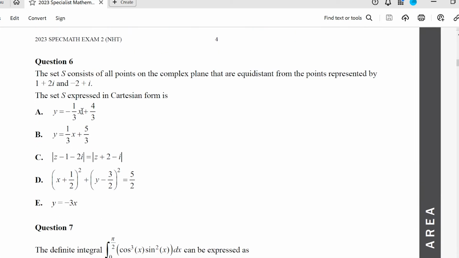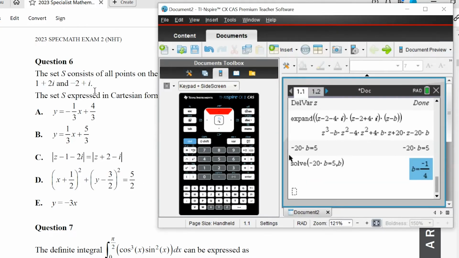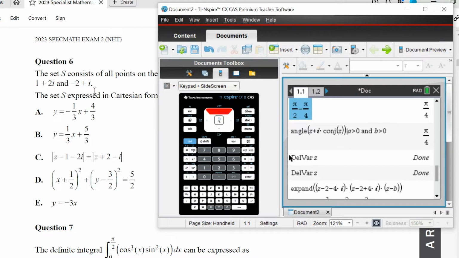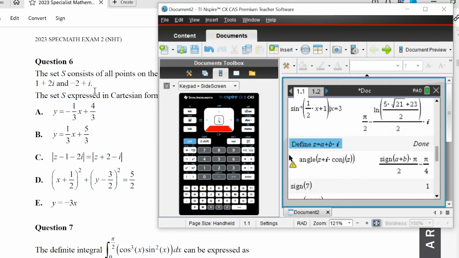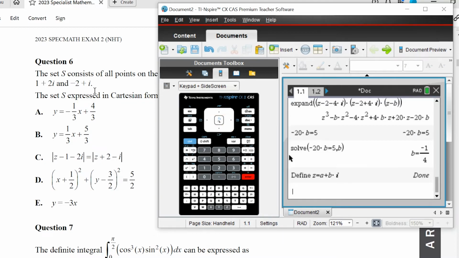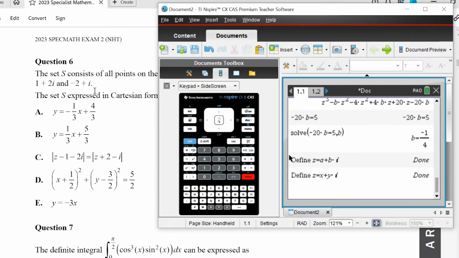Another complex numbers question, we've got a set S. Points equidistant from these 2 points, and we want to find that in Cartesian form. Again, this is a good one to use the define z as x plus yi, which I deleted before, but I can probably find it up here somewhere. Or just retype it. Actually, I think I'll use x plus yi here because I've got x's and y's in my answer. And then set this up as an equation.